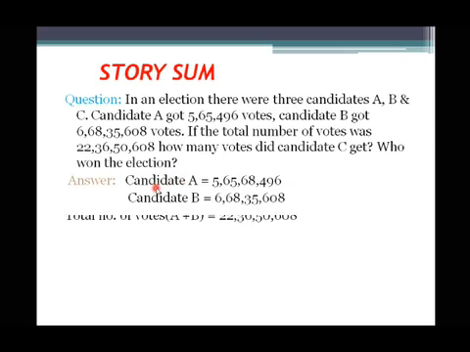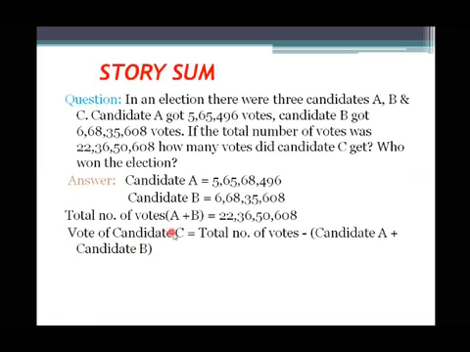Here there are candidate A, candidate B, candidate C, and they got votes in the election, and here you have to find how many total votes candidate C got. So here you see the answer. Candidate A got this many votes and candidate B, and the total number of votes is A plus B. 5,65,68,496 plus 6,68,35,608. If you add these two, you will get 22,36,50,608 votes. So that is the votes of A and B.